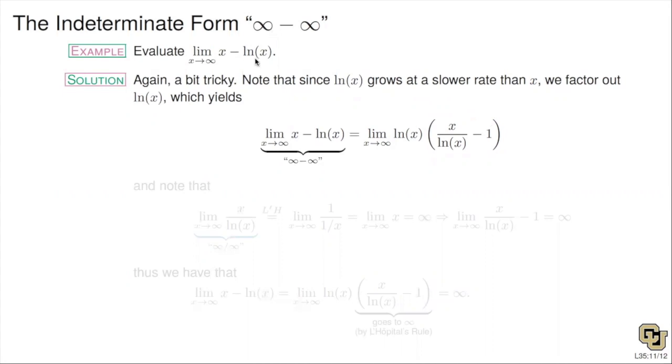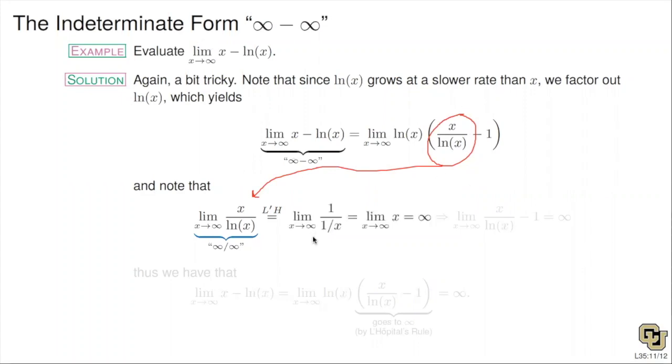Now if I try to take the limit as x goes to infinity, this part right here is an indeterminate form. This is infinity over infinity. So let me look at this limit separately here. I'm looking at this part, which is indeterminate. Before I can take the limit, I first need to figure out what x over ln of x is doing. Since it's infinity over infinity, I can apply L'Hopital's rule, derivative of the numerator divided by derivative of the denominator.